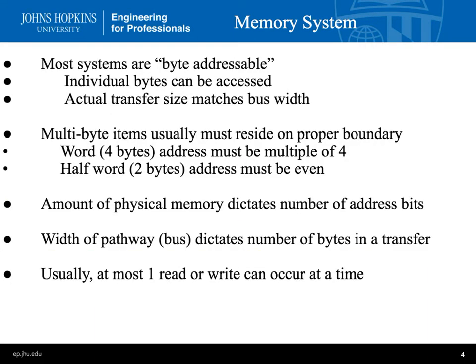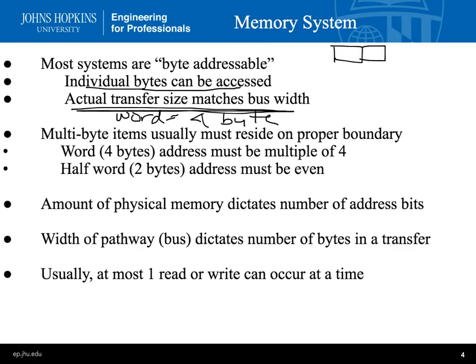I talked earlier that most systems are byte addressable, so you can access an individual byte. But the actual transfer size might be more than a byte, so we'll talk about that. In MIPS, we're going to actually transfer a word with every transfer, and that's 4 bytes. So we address a byte, we say we want to go to this address, but we're actually getting 4. So maybe if 0, 1, 2, and 3 are the addresses, we would say, give me the word at address 0. And it'll give me the word at address 0 and the next 3.